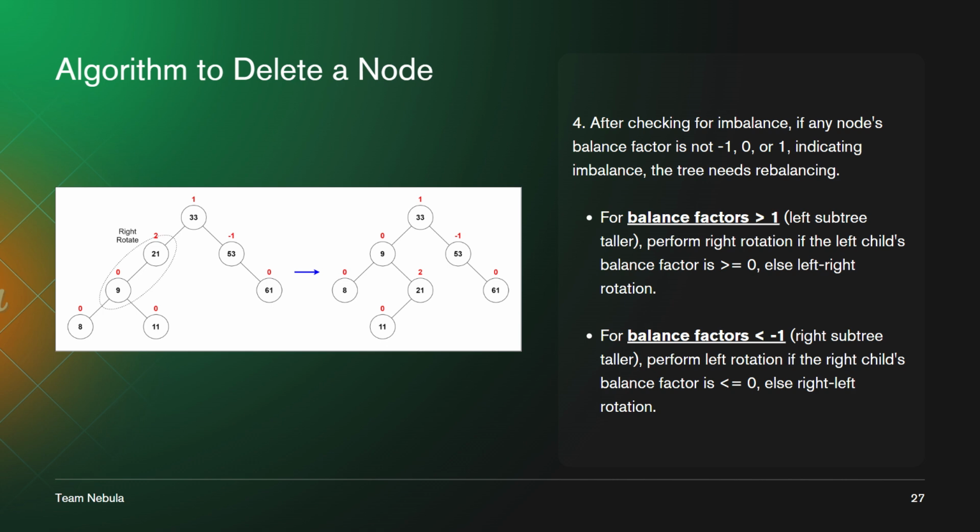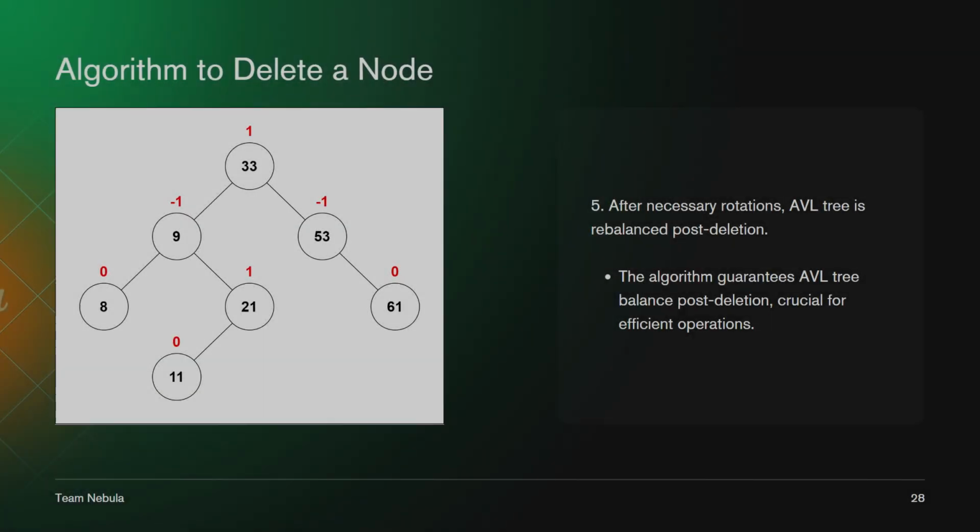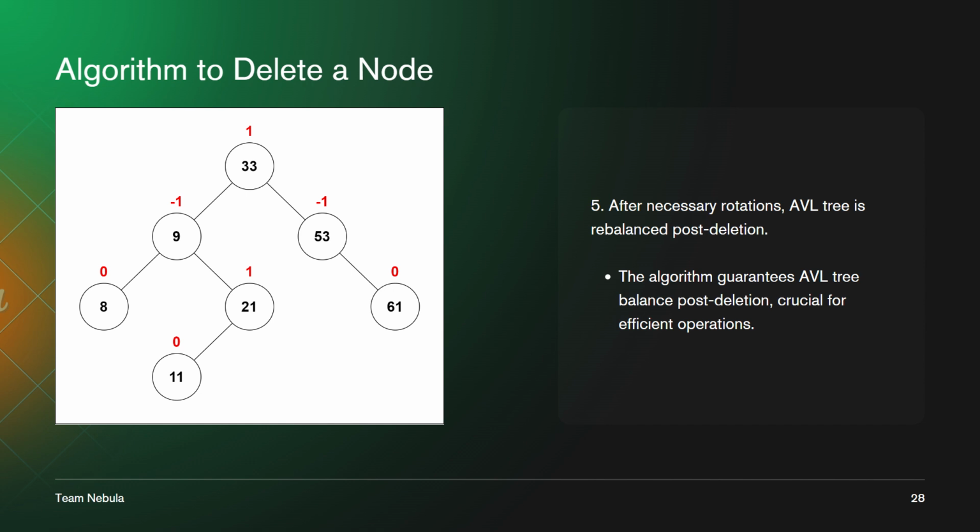If the balance factor of the current node is less than -1, it means the right subtree is taller. If the balance factor of the right child is less than or equal to 0, you perform a left rotation. Otherwise, you perform a right-left rotation. After performing the necessary rotations, your AVL tree is rebalanced and the deleted node is successfully removed. So, this algorithm ensures that the AVL tree remains balanced after a node deletion, which is crucial for maintaining efficient search, insertion, and deletion operations of the tree.